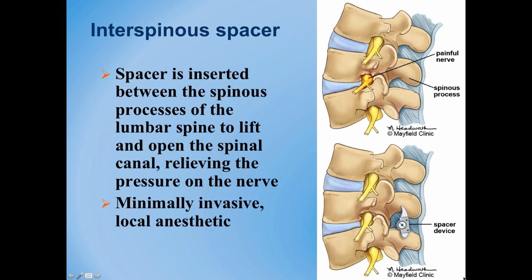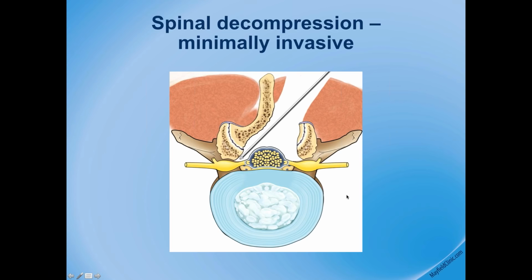Another option would be to place a device between the 2 bones in the back portion of the spine known as the spinous process. Right here you can see the spinous process. At this level, the nerve is being pinched. We can place this device and using a minimally invasive technique to stretch everything out and open that hole up to take the pressure off the nerves. This is known as an X-stop device, and this can be performed in a minimally invasive fashion and even under local anesthetic.